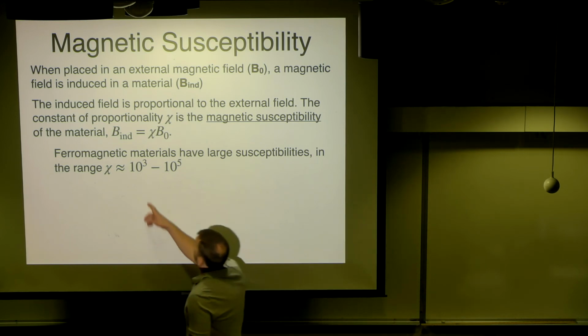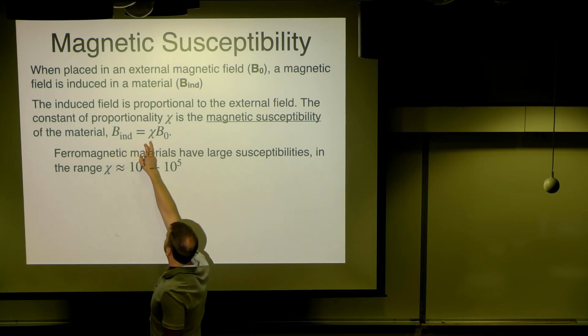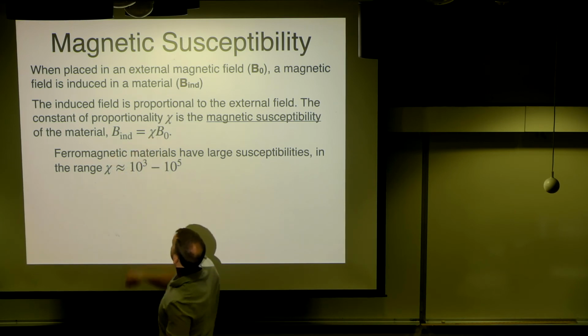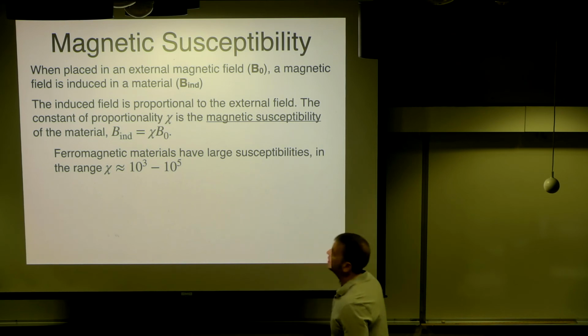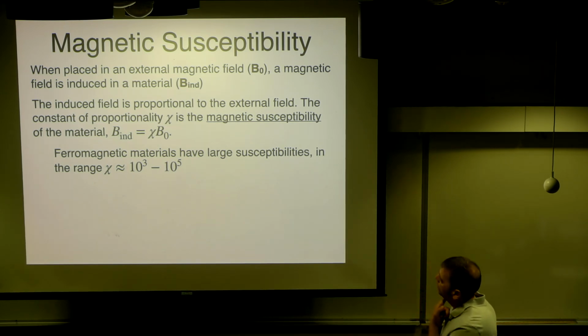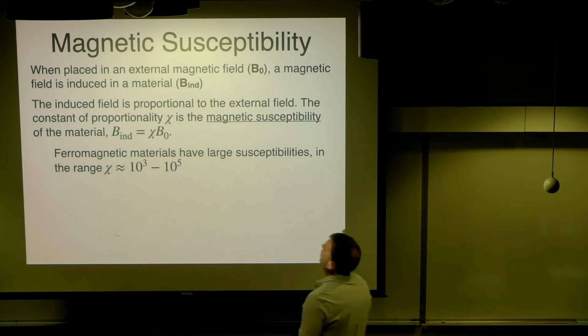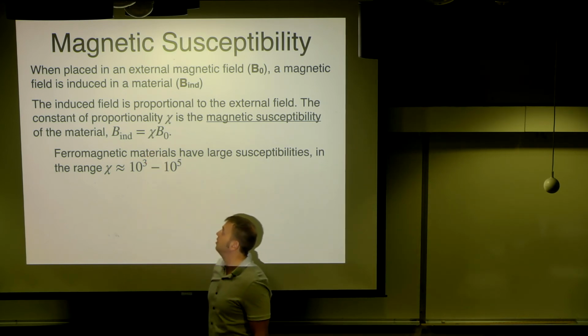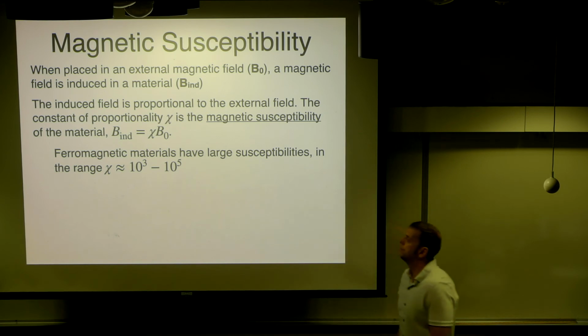In other words, B induced in the material is equal to some constant times B0, the external field. And we call that constant of proportionality the magnetic susceptibility of the material. And its variable is chi. Okay, so B induced is chi times B0.